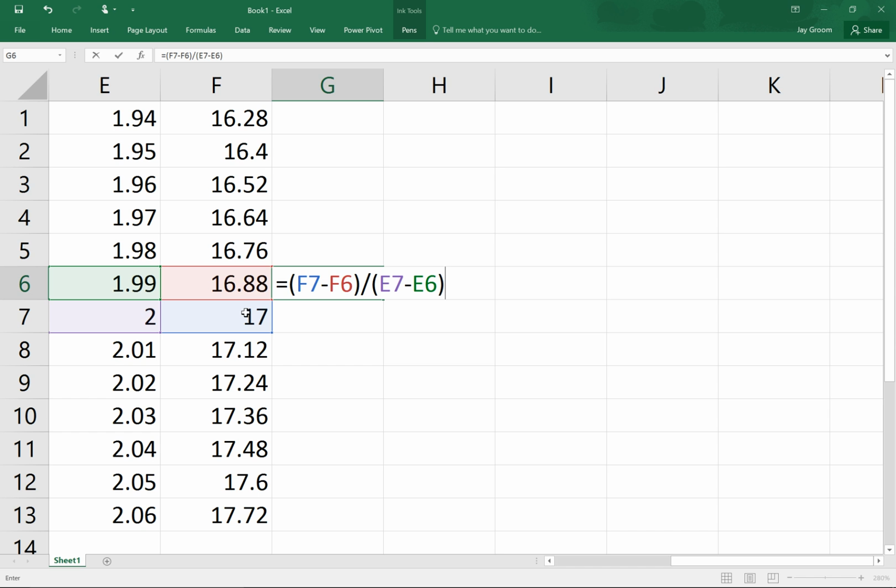You can do it on your iPhone if you like, but I like doing it here. I just click on what I want. This one minus this, that's my y's, divided by my x's.